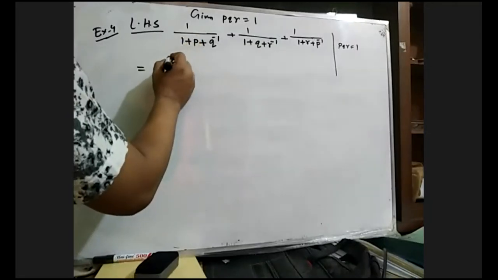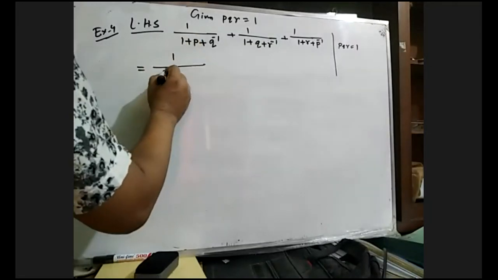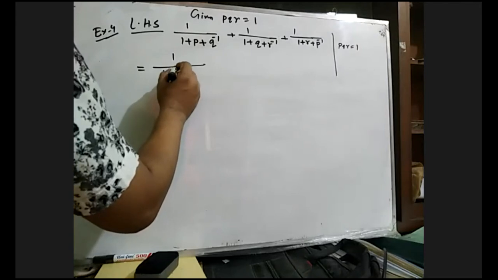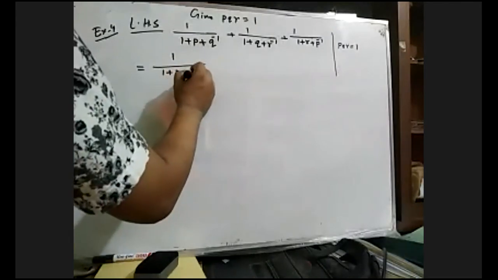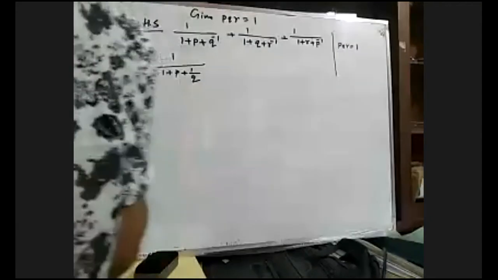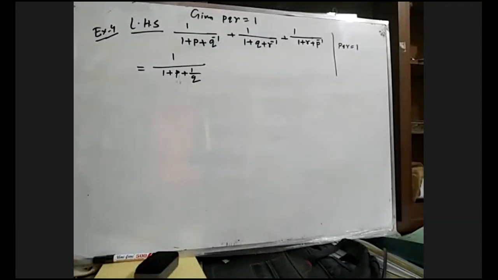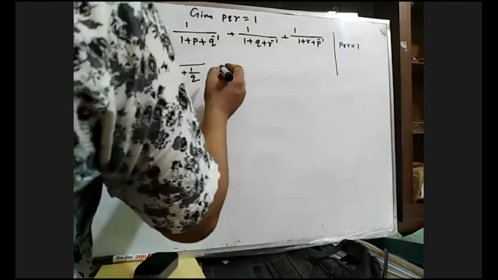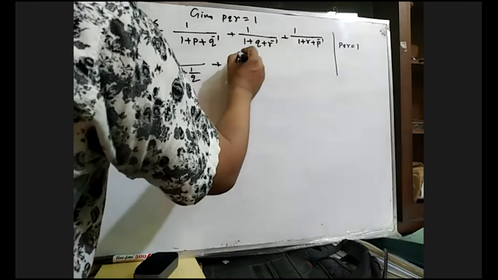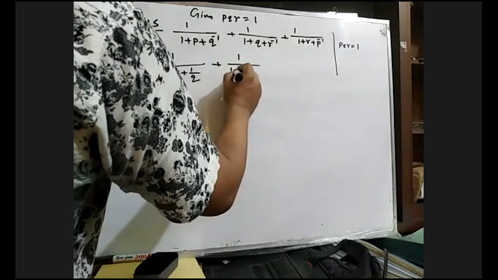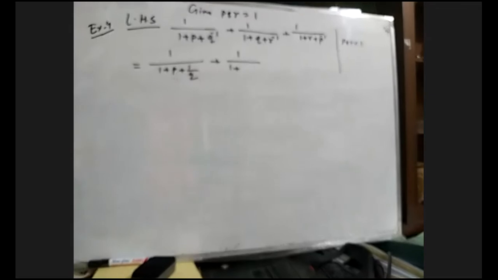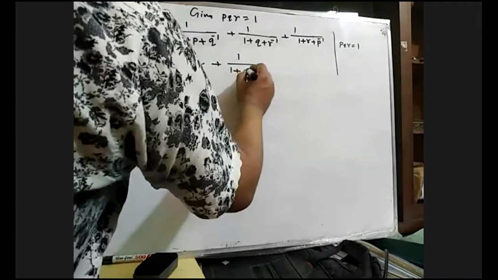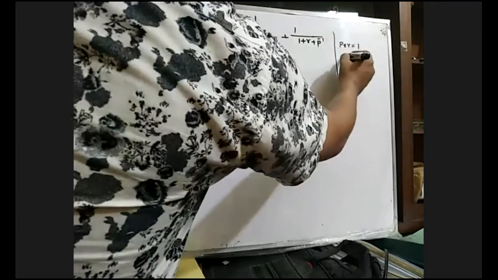Now this can be written as 1 divided by 1 plus p, 1 by q. Okay, q to the power minus 1 equals what? 1 by q, plus 1 plus q, from this side, r equals what?